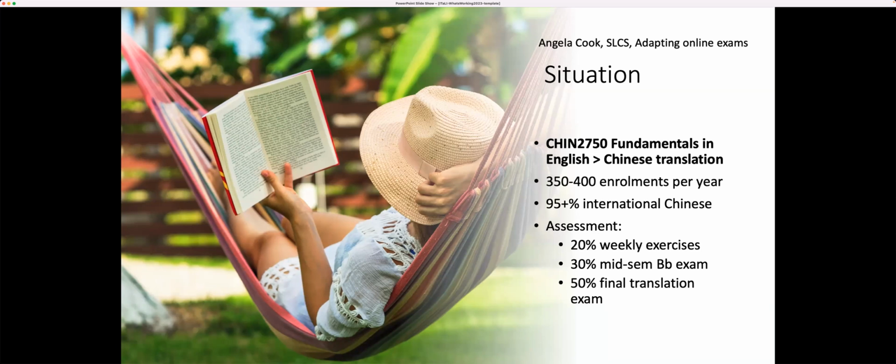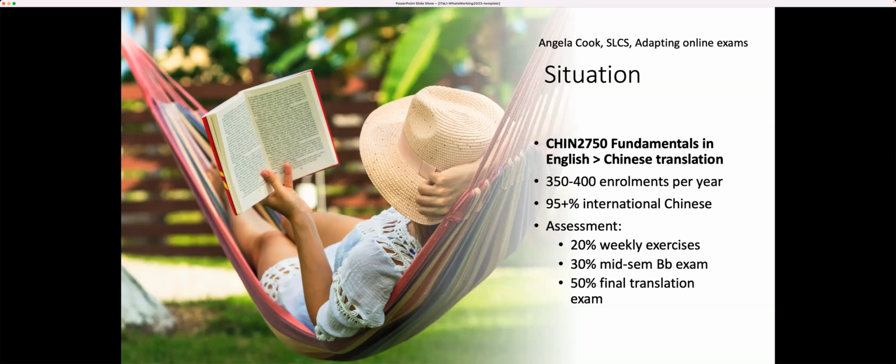About 97% of these are international Chinese students. Our assessment has been, still is, 20% weekly Blackboard exercises, 30% mid-semester exam, 50% final translation exam. I didn't want to go down the road of asking my students not to use ChatGPT because if they're doing their assessments online, it's obvious that they will use it. The weekly exercises, we've added a few questions, but they're fairly similar to previous semesters. The final translation exam, we actually have been working with Google Translate, Youdao, Baidu, DeepL, various machine translation software for several semesters now. We don't believe we need to change that final exam.